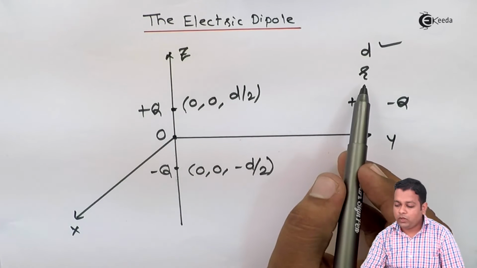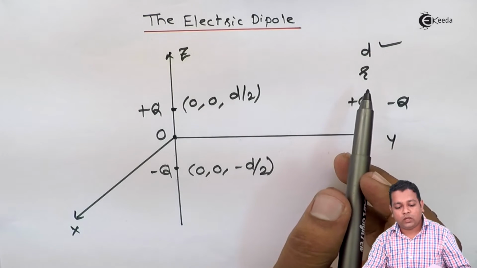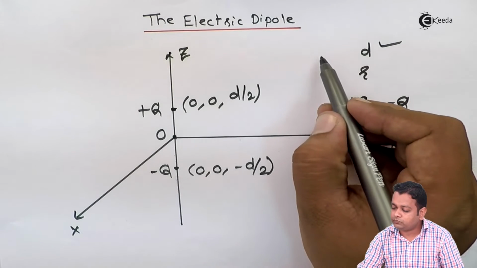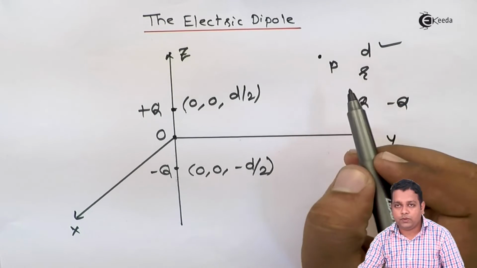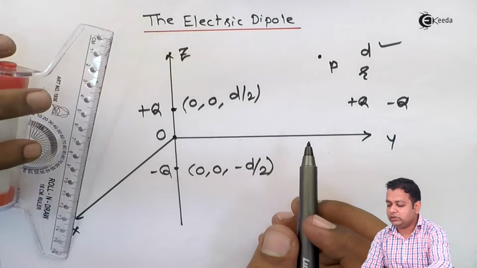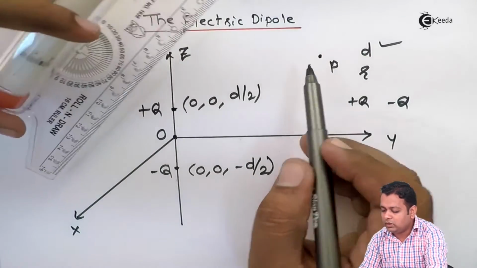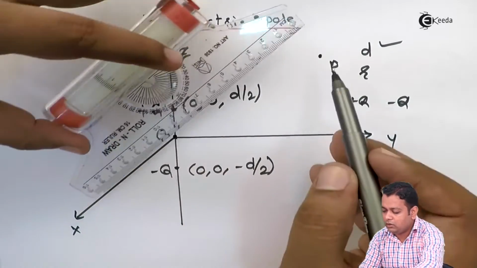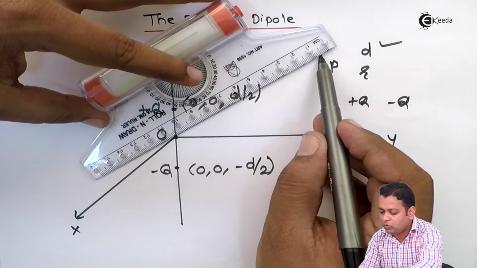So what is r? For r we have to consider a field point in space. Let us say this is point P, and the distance r is measured from the center of this pair, which we have considered here to be the origin.